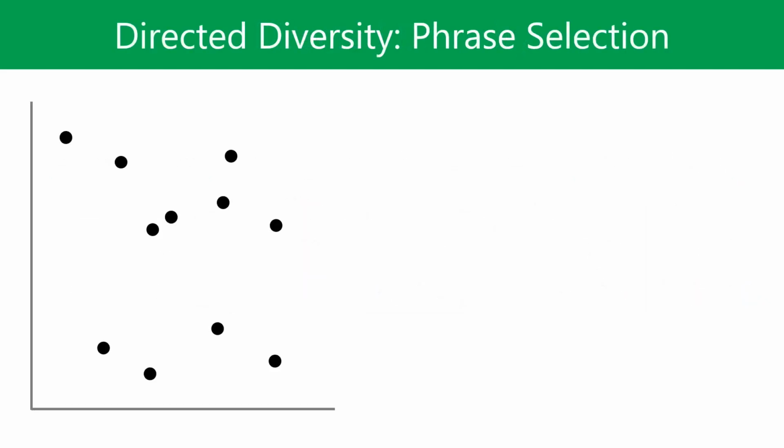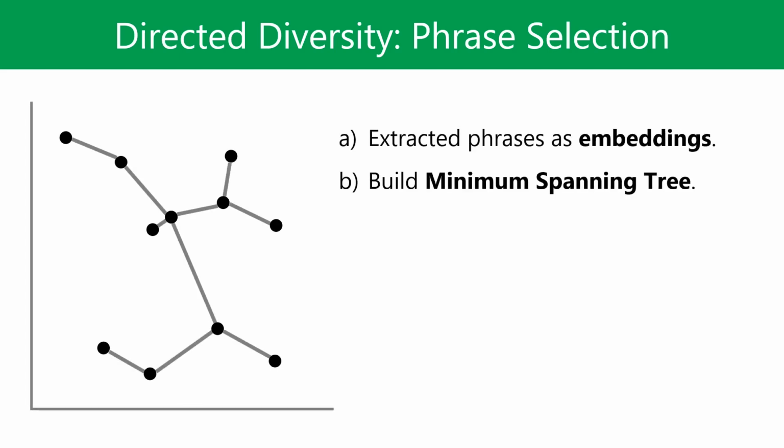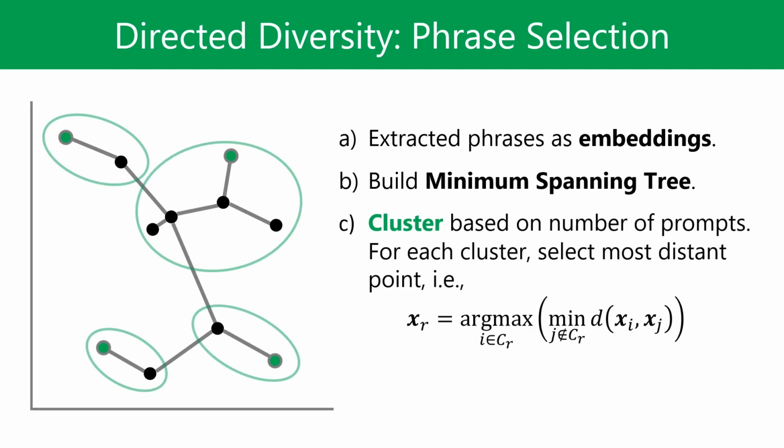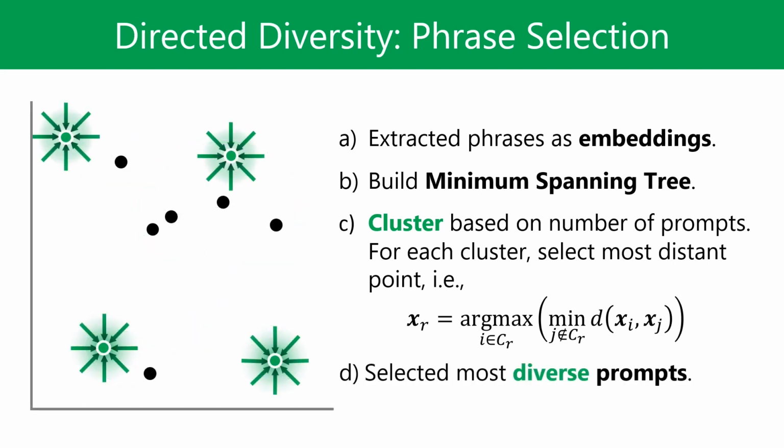For phrase selection, we developed a diversity maximization algorithm to select diverse phrase embeddings in the language vector space. It involves 4 steps. Having mapped each phrase to an embedding vector, we build a minimum spanning tree using agglomerative hierarchical clustering with single linkage, and cluster the points based on the number of prompts specified. For each cluster, we select the point with largest minimum pairwise distance. These points are the most diverse prompts. This method for directed diversity phrase selection is the first contribution of our work.